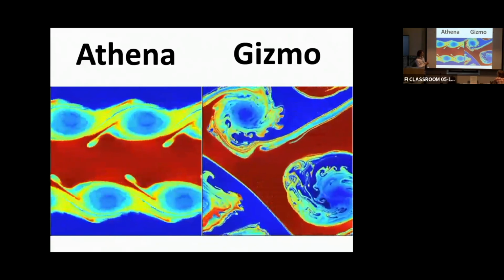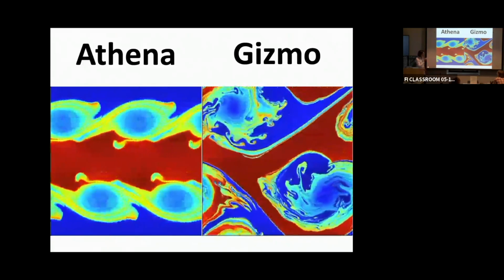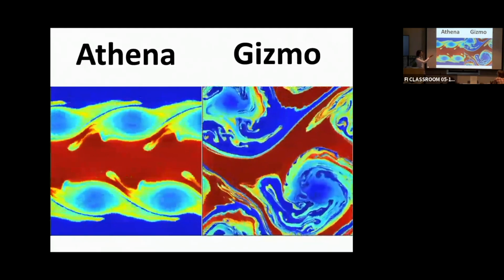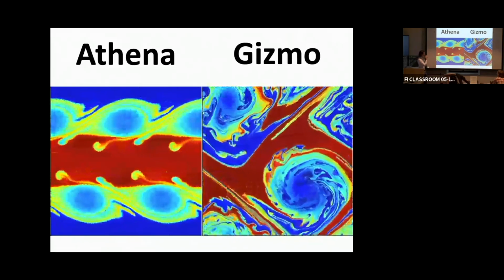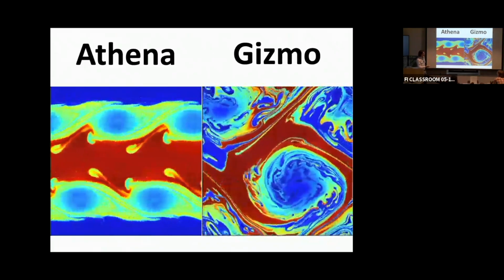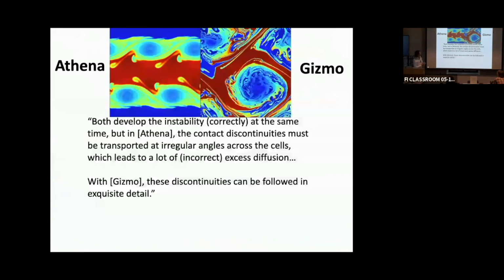In the Gizmo simulation, the two simulations are running with the same resolution, but you get maybe finer scale structures, and you merge into having two vortices. There's one big vortex here and another one here, which is split up because of the periodic domain, whereas in Athena, you have four. Let's see if I can advance the slide. There we go. So on his website, Phil writes, I checked yesterday, it's still here.